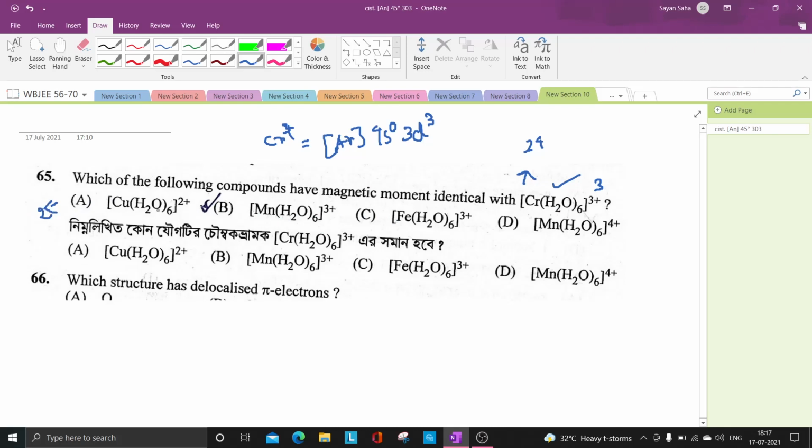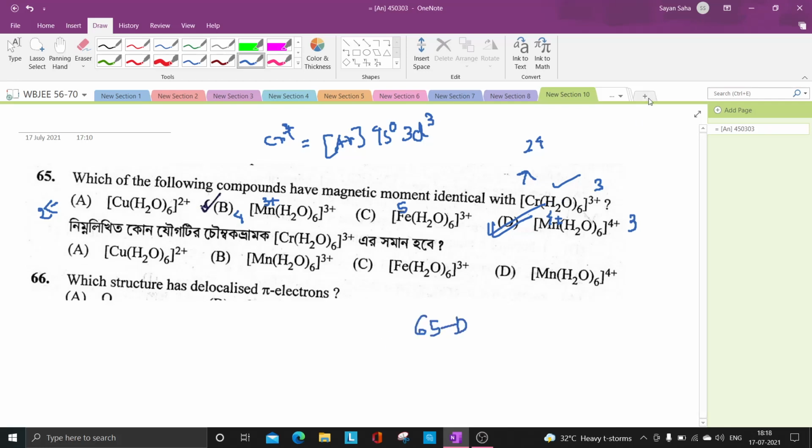Just cross check it. Here, since Mn is in which state? Mn is in 3+ state, so here the number of unpaired electrons will be 4, and here the number of unpaired electrons will be 5, because this is a weak field ligand, no pairing up will take place, and Mn4+ means Mn is in 4+ state. Here the number of unpaired electrons will be 3. So for equal magnetic moment we need the same number of unpaired electrons, so the answer will be D. So 65's answer will be D.